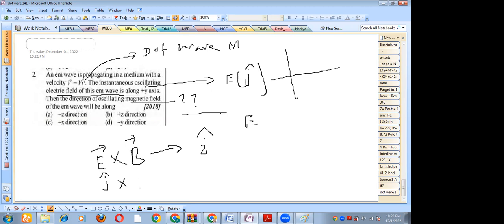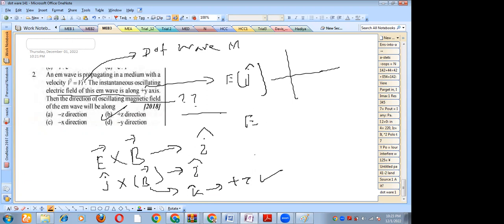And we have to find the direction of the magnetic field. So it means j cross B should give i. We know that if B is k, then j cross k is equal to i. And what is k? The positive z direction. So where will the magnetic field be? Along the plus z direction. Understood?